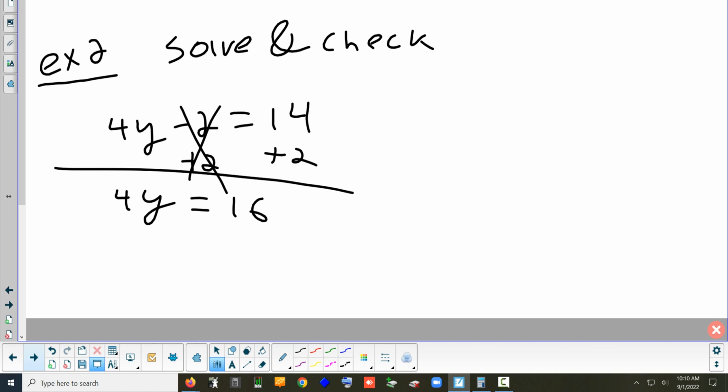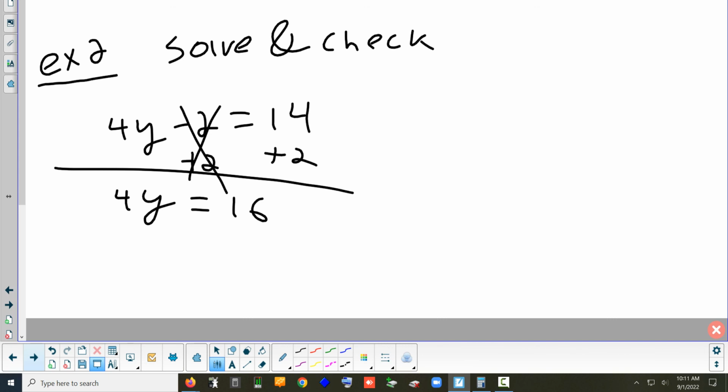Remember? Yes. Double check it. So we do have to check it at the end, but we can't check it till we have an answer. We don't have an answer yet. Right now we have 4y equals 16. I want to have y equals. And then when I get that, I'll check it. Yeah, we want to divide by 4. So the last step is multiplication and division.